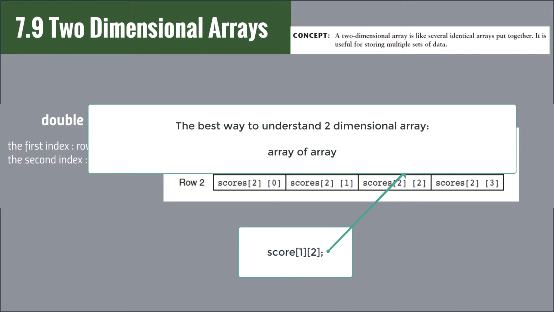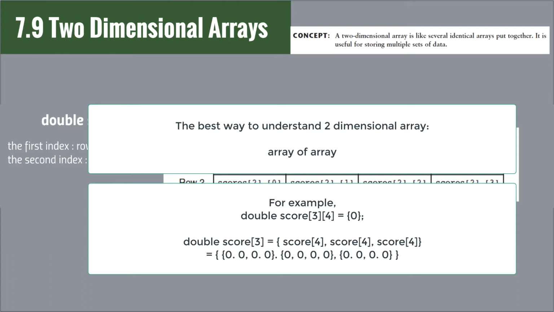The best way to understand a two-dimensional array is to think of it as an array of arrays. For example, when we declare a two-dimensional array, we have a one-dimensional array which has arrays as its elements. Hence, in this example, we have a one-dimensional array with 3 elements, and each element is also an array with 4 elements.